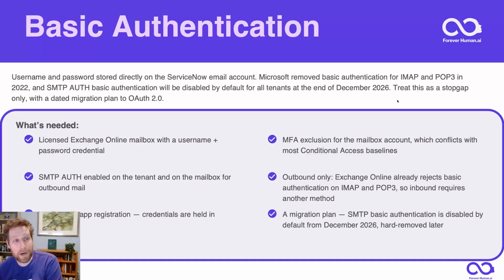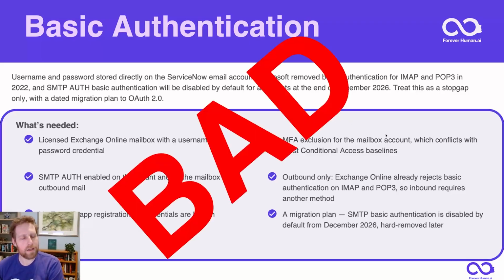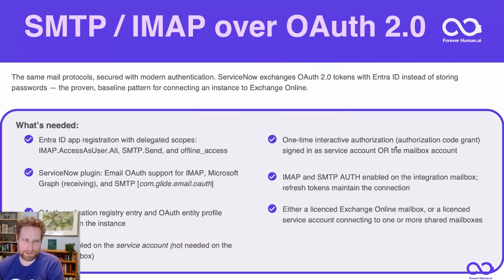First off, not much time spent on basic authentication. They removed basic auth for IMAP and POP3 in 2022, which was a long time ago. But you still can do it. Needs a licensed mailbox. There's no App Reg. It's just you put the credentials in. It's the simplest way, but it's really not secure and it's mostly deprecated. So let's just call it bad and move right along.